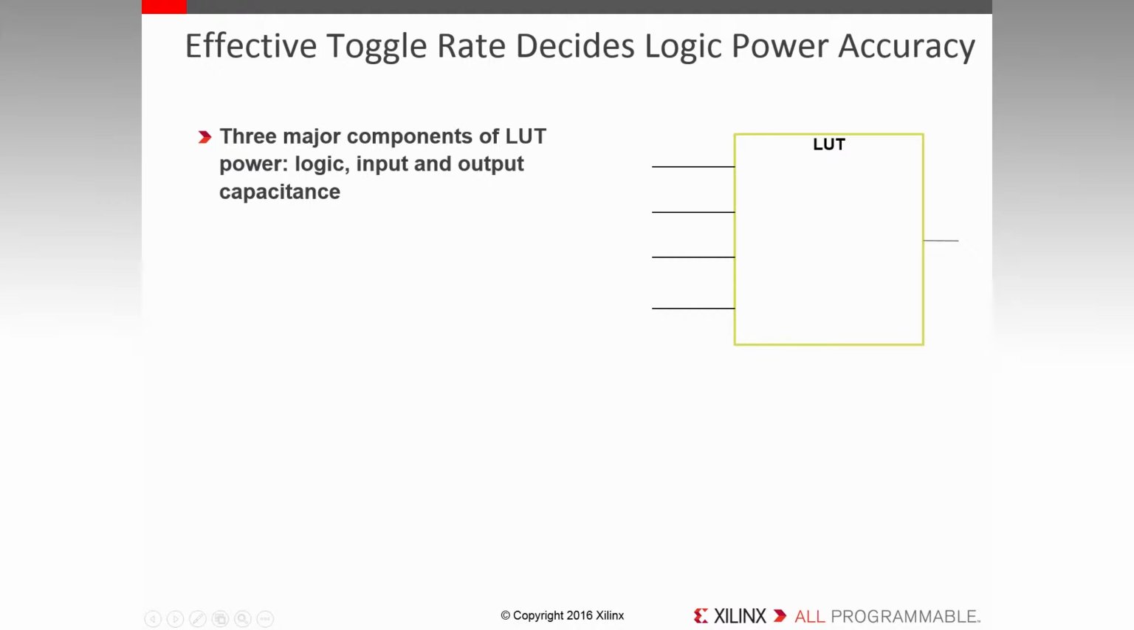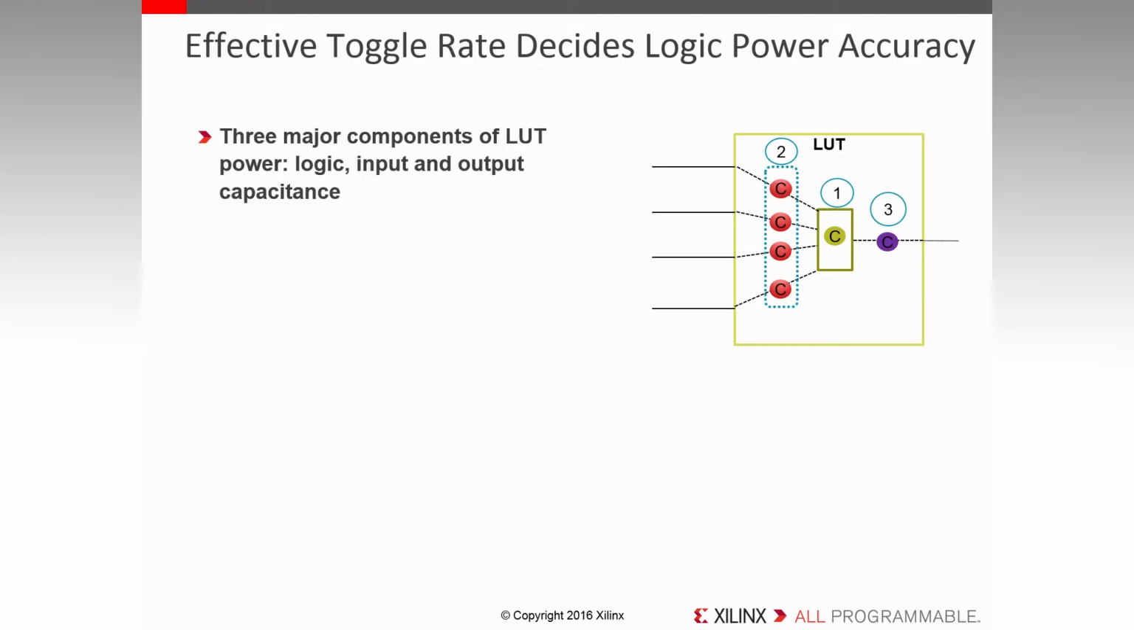As a first step towards accurate logic power estimation, we redefined the toggle rate specification for logic in XPE. Let's take an example of a 4-input LUT for our study. If we take a closer look at the major power components of a LUT, there are 3 node capacitances in it. First one is the node capacitance of the logic itself. Second one is the input capacitance for each LUT input pin, and lastly the output pin capacitance.